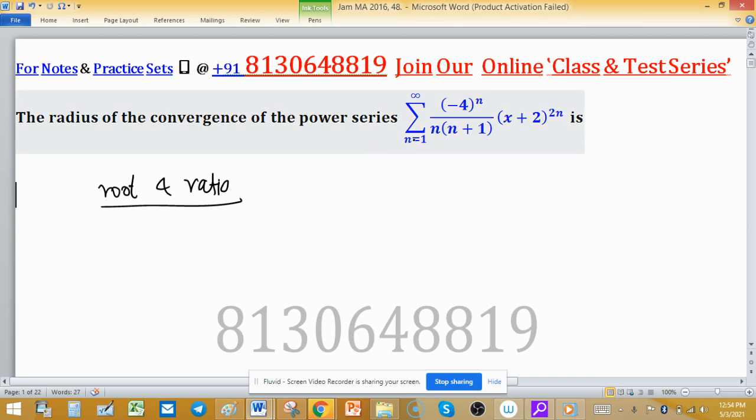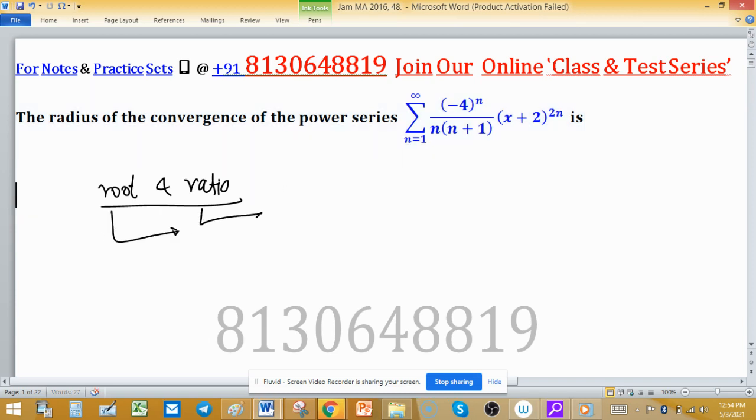To check for what values of x this series is convergent, you can apply the root test or the ratio test, any one of them. In many cases the root test is helpful whenever the term is not of the power 1 upon n type. So we are going to apply the test to this power series.